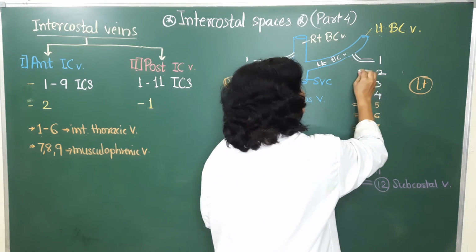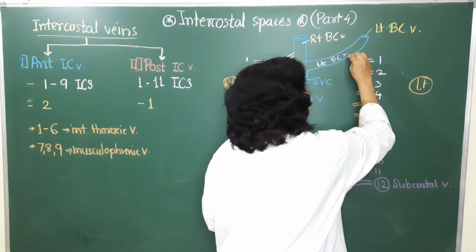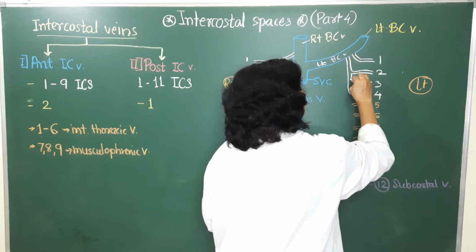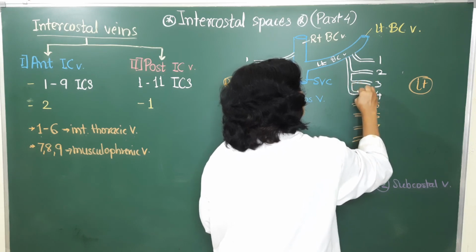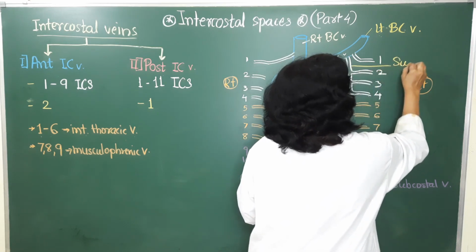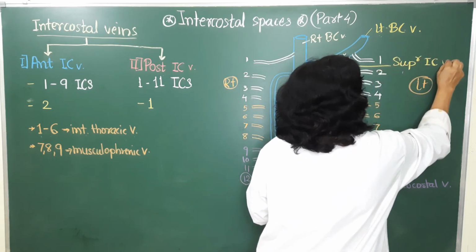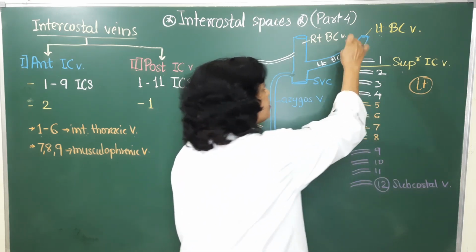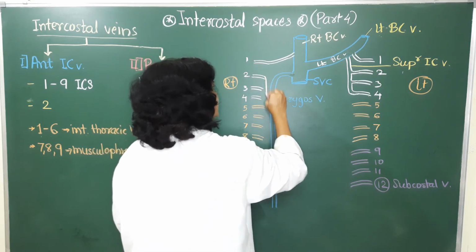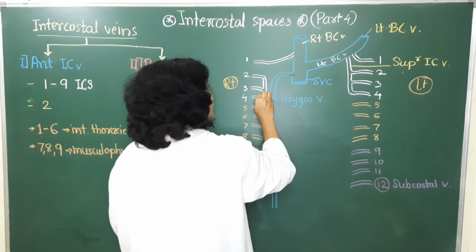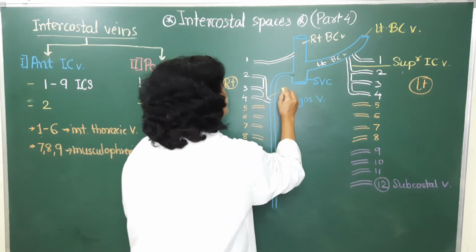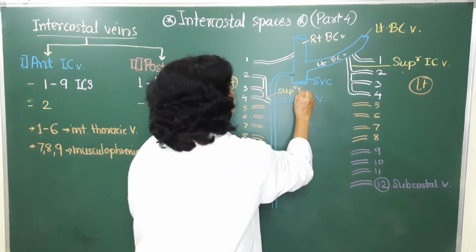Second, third, fourth posterior intercostal veins actually unite and form one vein, and this vein is called the superior intercostal vein. So if I label here, this vein is the superior intercostal vein, which drains in the left brachiocephalic vein on the left side. If you draw a similar vein on the right side, it drains in the azygous vein. So here you get the superior intercostal vein.